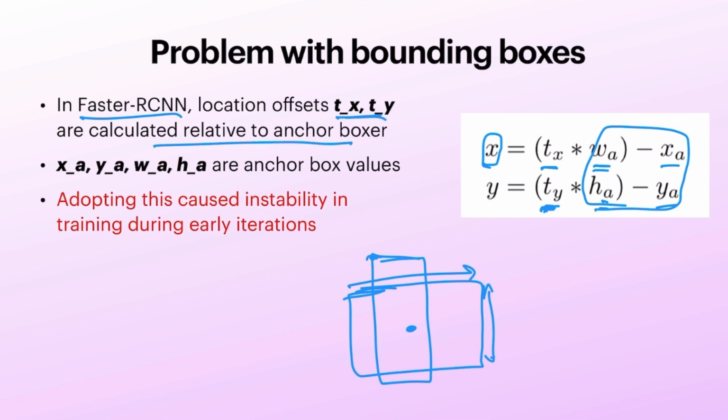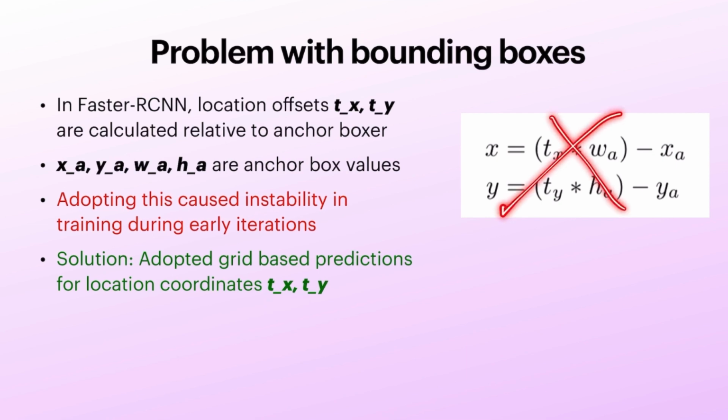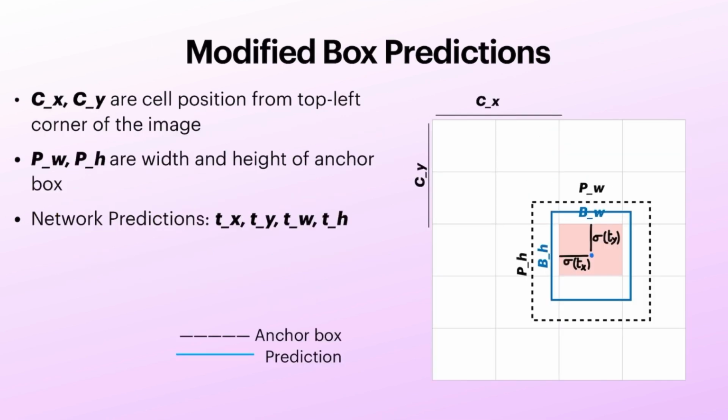Now because of this, they started facing instability in the training, especially in the starting iterations. So what they have done is they reverted back to the grid-based approach, especially for X and Y. So the center values X and Y, they reverted back to the grid-based approach. So they are not doing this on the anchors anymore. They are doing it with respect to the grid values. So this is how they have modified. If you observe this one, this is CX and CY. These are the grid position, whatever my grid is, in which the object is available. This is my object grid cell. This particular grid cell, how far it is from the top left corner of the image. These are CX and CY.